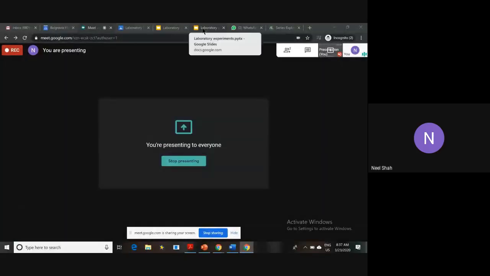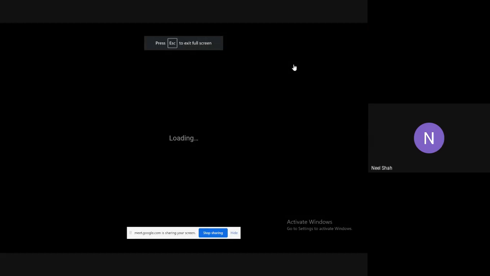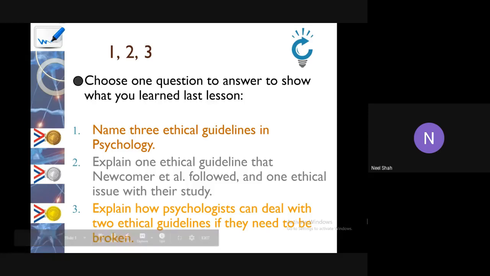Okay, guys, so a few things that we're going to look at today. We're looking at lab experiments, and just going back from last week's lesson, have a think about some of these. Can you name three ethical guidelines in psychology? Can you remember from last lesson at least three of those guidelines? And the Newcomer study.